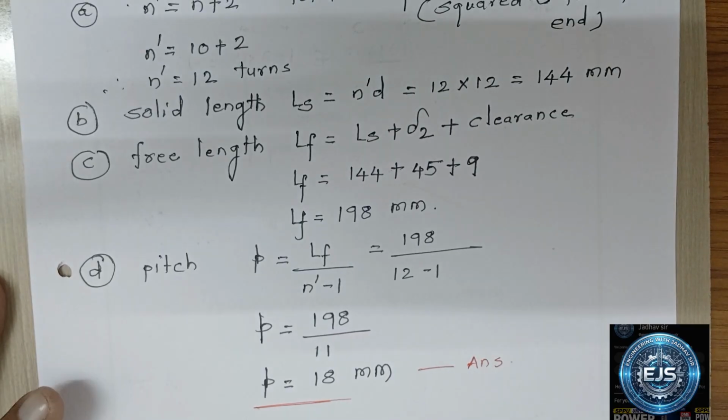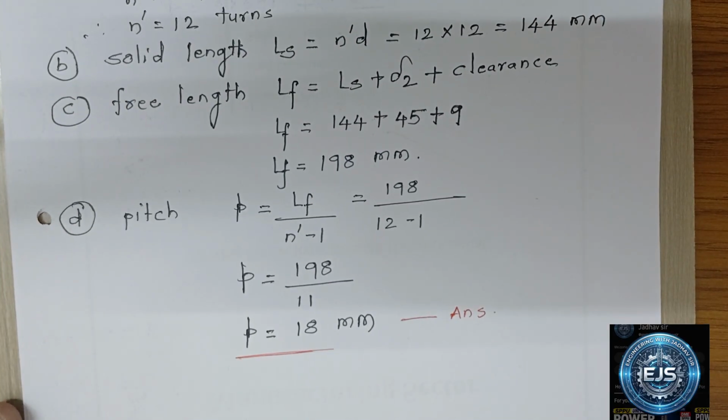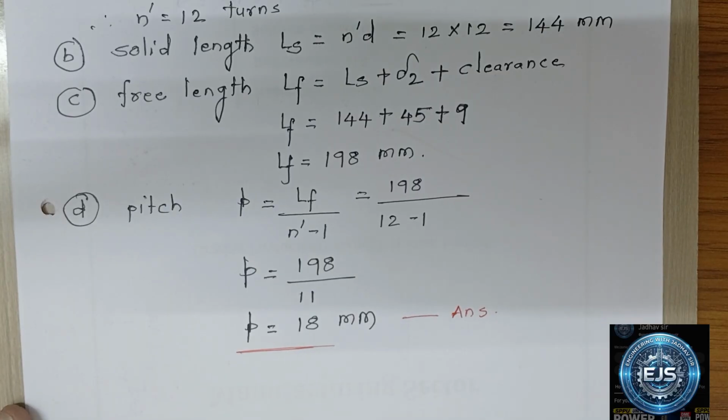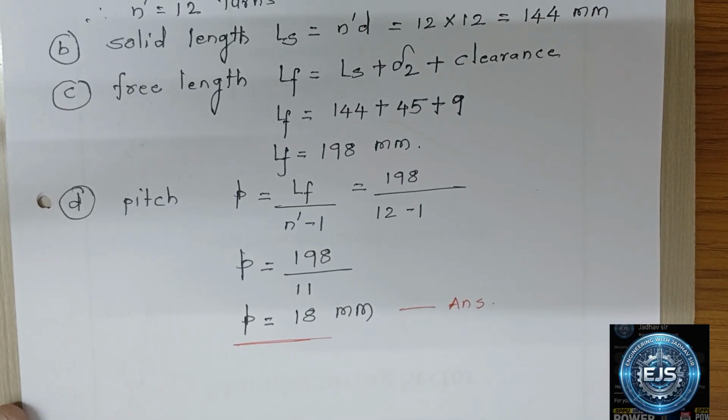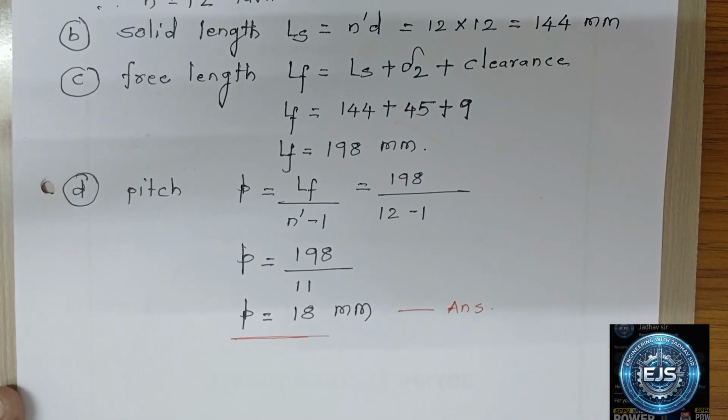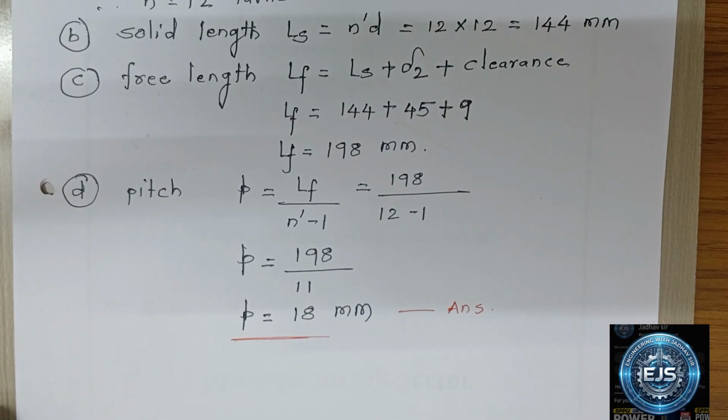So these are the four answers that we have to find out in the problem. In this way we have calculated all the four values for this problem. And this problem is for design of helical compression spring for the safety valve.